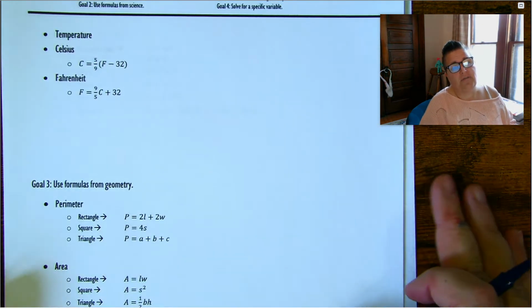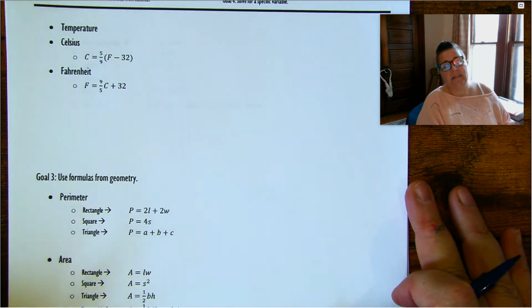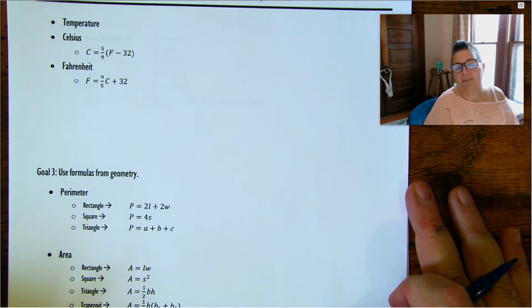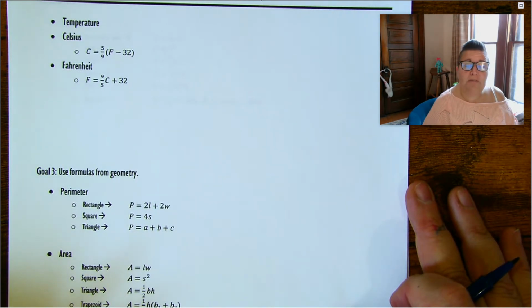So, the conversion from Celsius to Fahrenheit. Celsius is 5/9 of the quantity Fahrenheit minus 32. Fahrenheit is 9/5 of Celsius. Figure out what that is first, and then add 32 to it. I just want to mention here that the conversion from Celsius to Fahrenheit is not a linear drop.